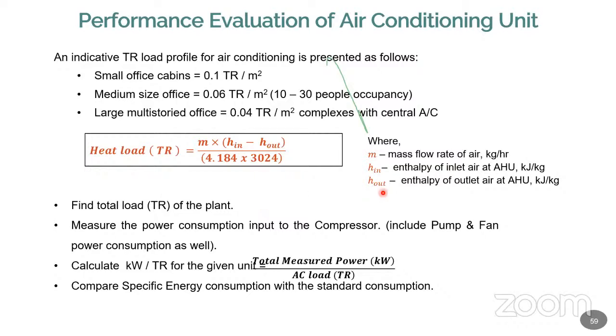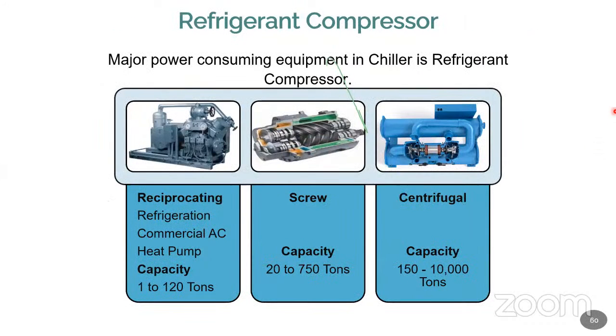It will be the same for the same application. Same formula, M into Cp into delta T. Again, it is going to be represented in terms of tonnage, right? Then the compressor, we have three types of compressor: one is the reciprocating compressor, the screw compressor, and the centrifugal compressor.